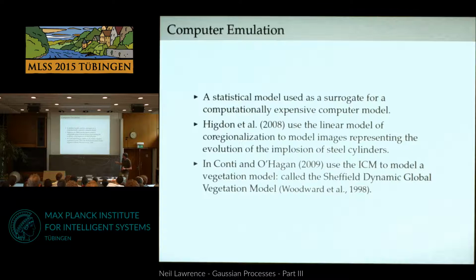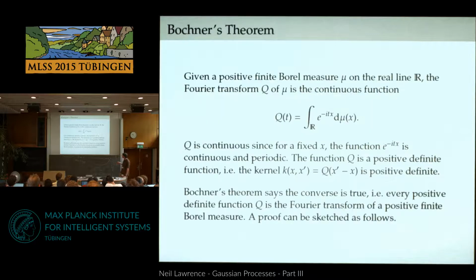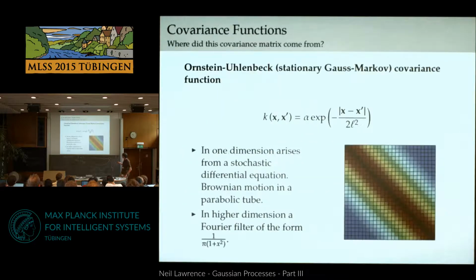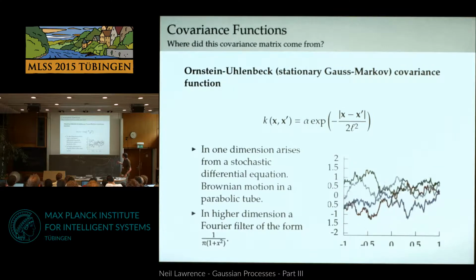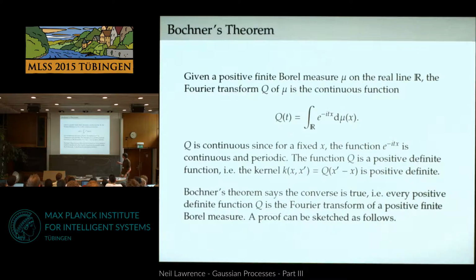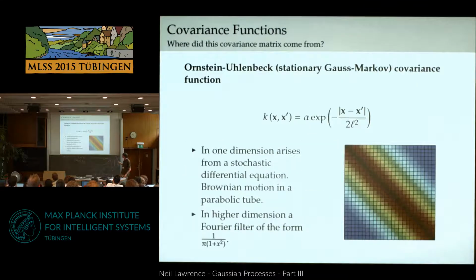People have done it for classification. People do it for computer emulation, multiple output computer emulation, which I haven't talked about much. And I'm going to skip through. So this is a thing about Bochner's theorem, which is actually important, but I'm going to skip through it, which is another way of generating covariance matrices.